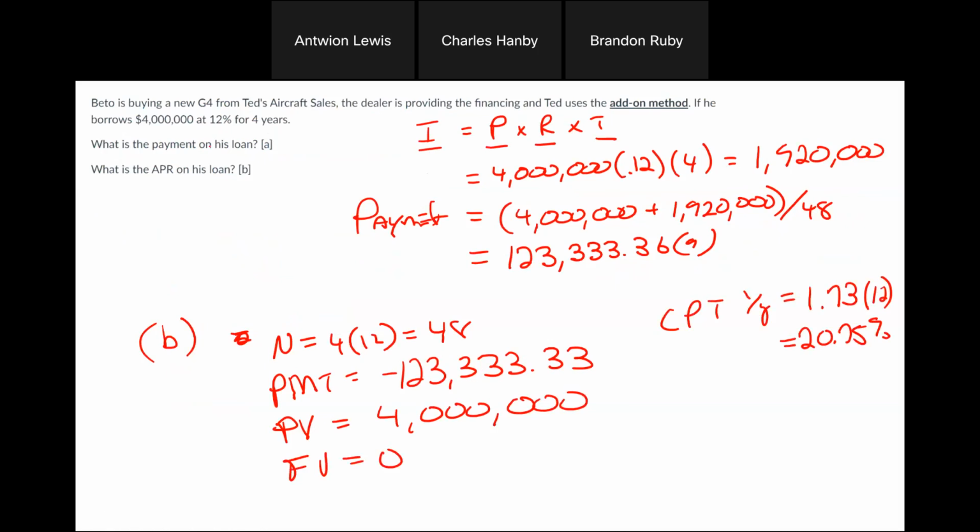The stated rate's 12%, which is bad enough, but the fact that we use this add-on method makes the APR actually 20.75%.